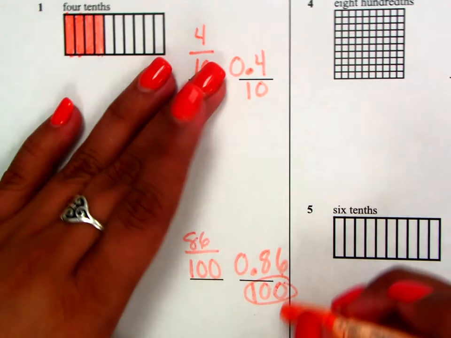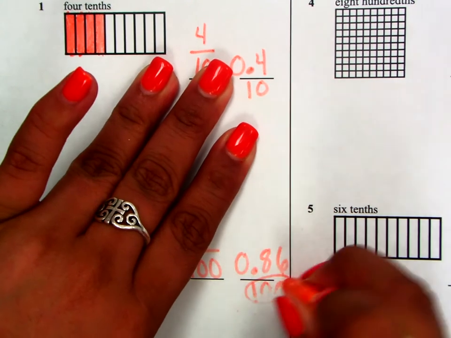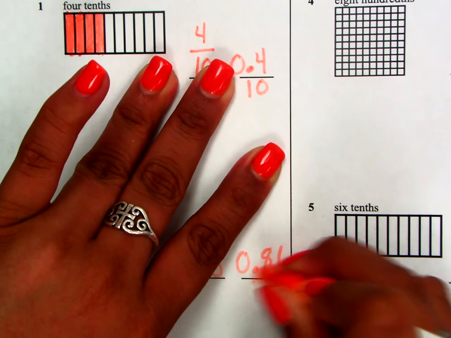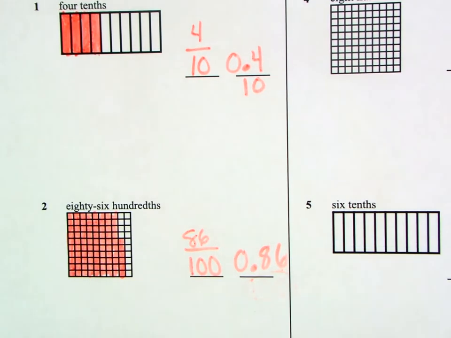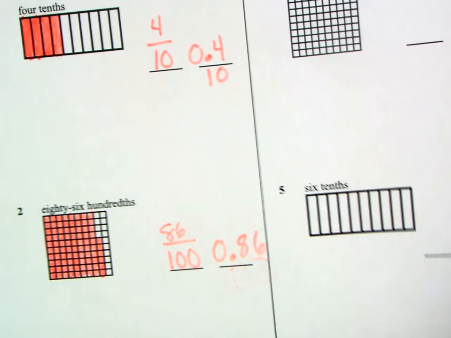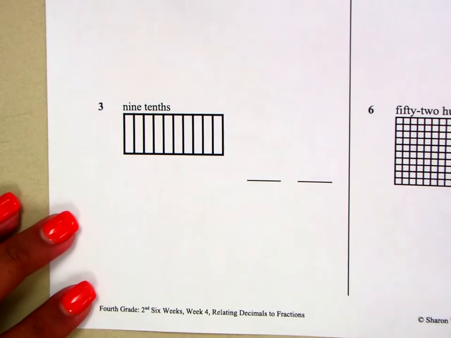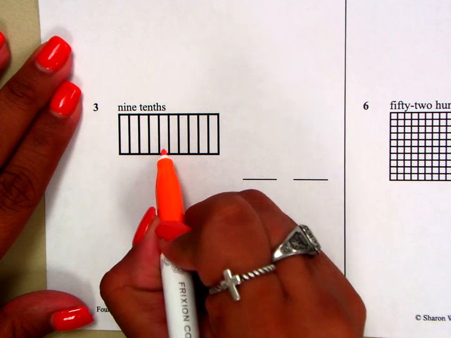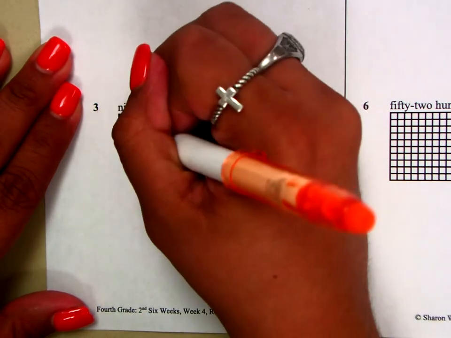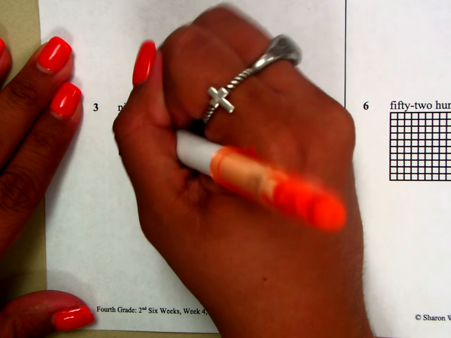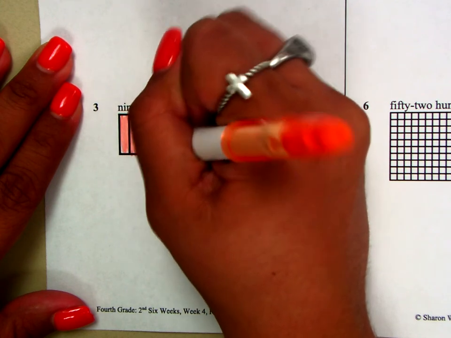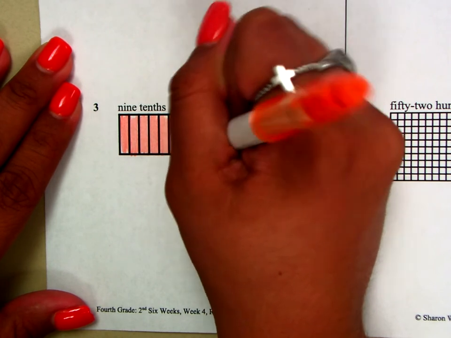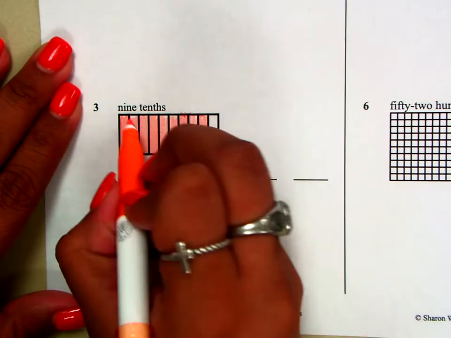This is a tool that I use to help me remember what place I'm in. So this is 86 hundredths. I'm going to go ahead and erase it now. 86 hundredths. Now let's look at number 3. 9 tenths. Well, this represents 1 tenth, 1 tenth, 1 tenth, 1 tenth, 1 tenth. So how many do I have to color in? 9. 1, 2, 3, 4, 5, 6, 7, 8, 9. I have 9 tenths.